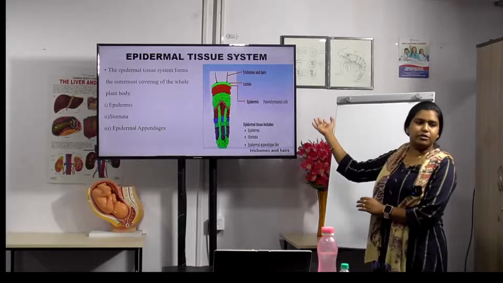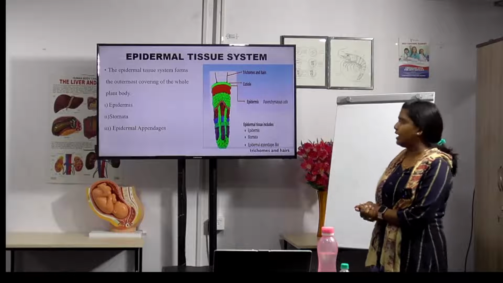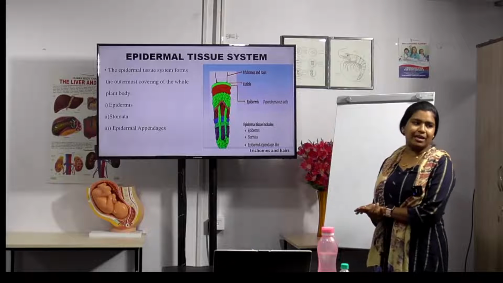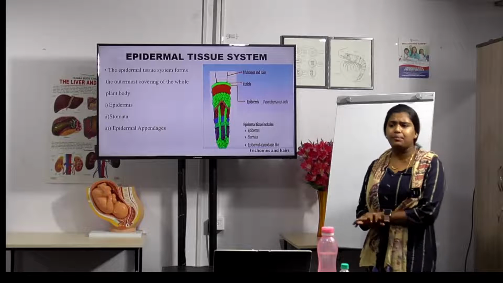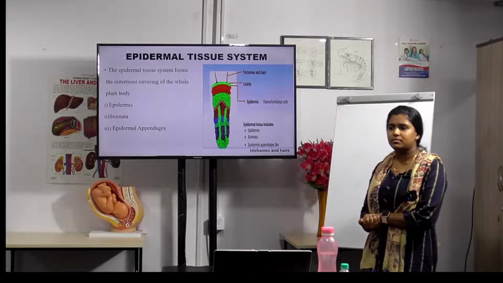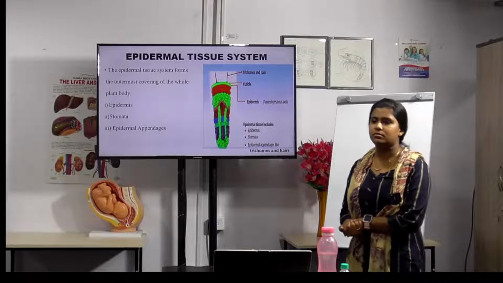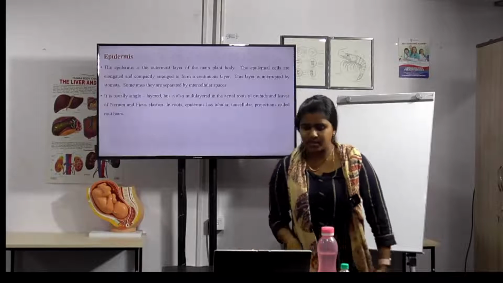This is the epidermal tissue system. The epidermal system is the outermost layer of the plant, and it comprises three parts: epidermis, stomata and epidermal appendages. What are epidermal appendages? What are appendages?